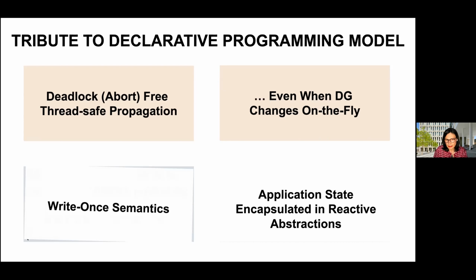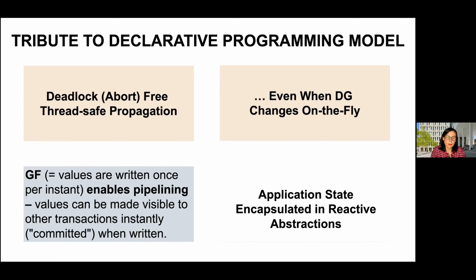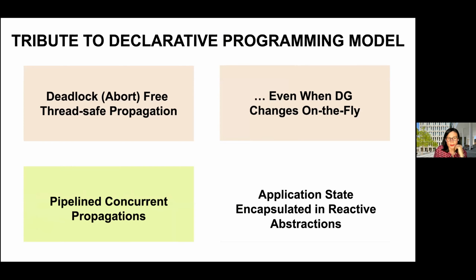The write-once semantics enable the execution of transactions of the flows in a pipelining mode, so values can be made visible to other flows instantly. They can be committed when they are written, because there will be no other update of these values within the same flow. So it can be made visible to the other flows. And this is kind of the green, meaning affordable.